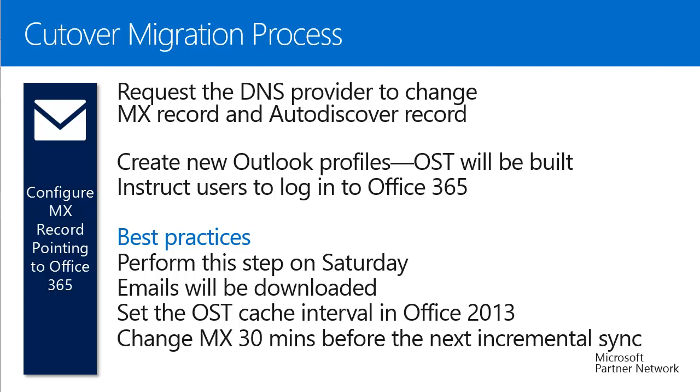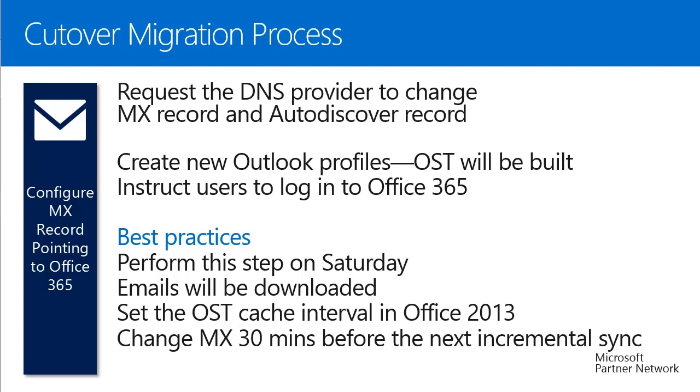In Office 2013, there is a new feature. You can set the cache interval for an OST file, so you don't need to download all the emails. You can instruct Outlook to download and cache only the emails from the last month or from the last year. The rest of the emails are also available and visible in Outlook, however, they are not cached in the OST file.